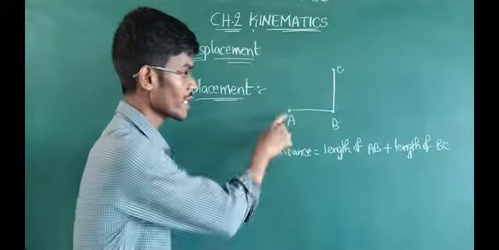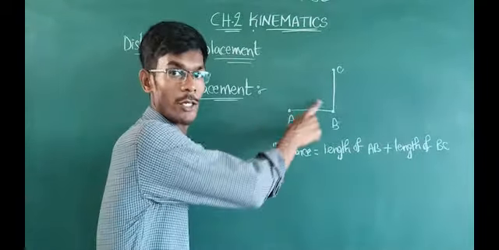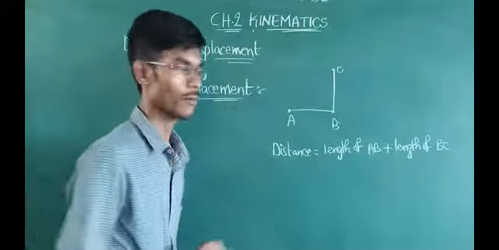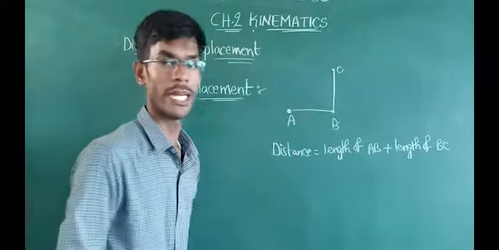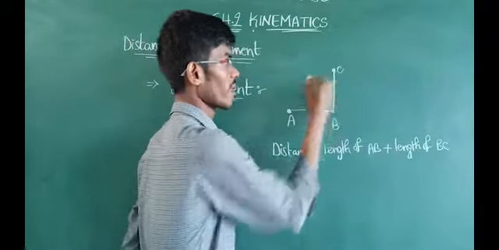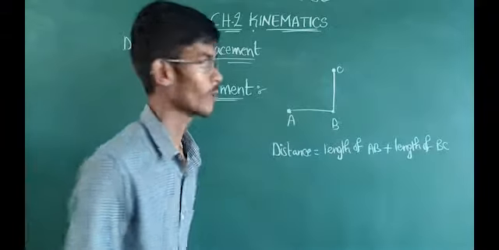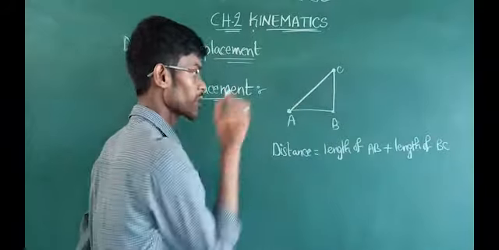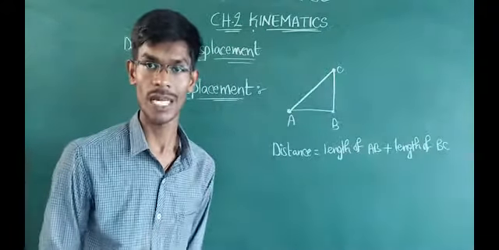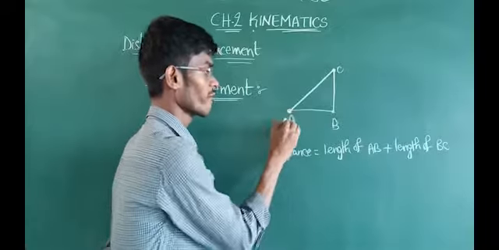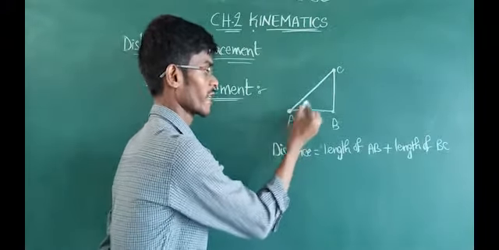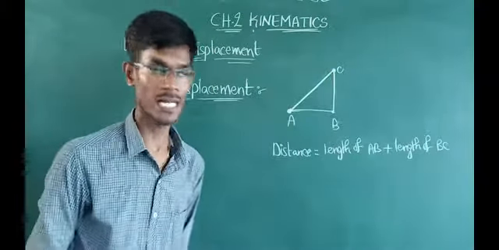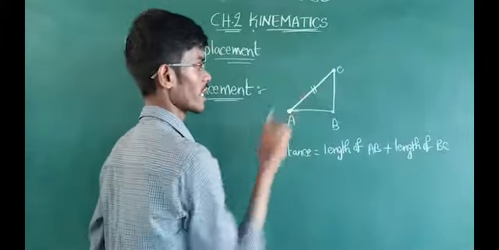So here this is the actual path travelled by an object, A to B and B to C. The object has travelled, but which is the initial position? A is the initial point and C is the final point or final position. So the line joining, or the shortest path in between, the initial and final positions we will call it as displacement. Irrespective of the direction, the line joining the initial and final positions we will call displacement. See, this is the displacement.